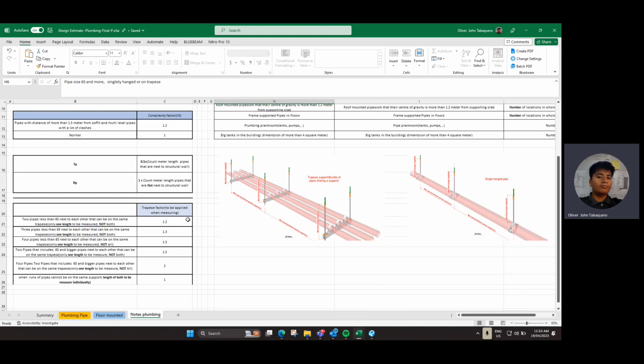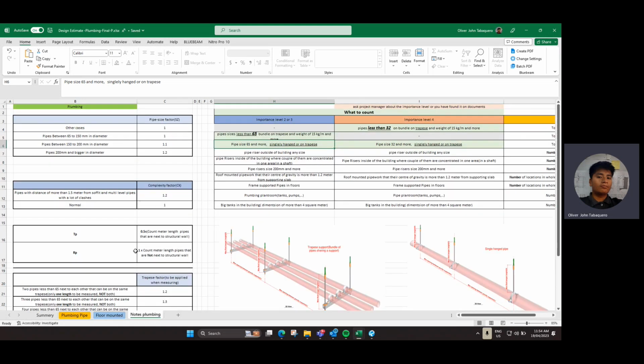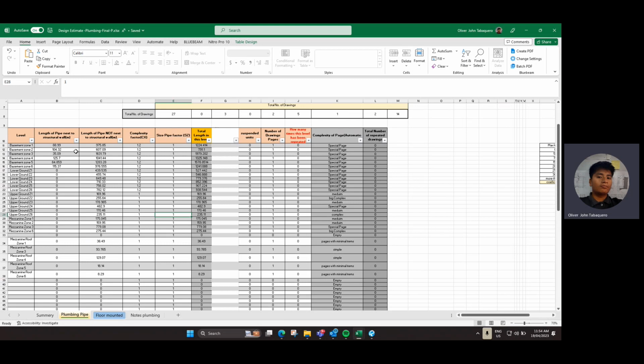Just remember that. So just take a note, just take a look at this table right here. It's essentially complete. Complexity factor, this is for your own judgment, and pipe size factor, this is pretty self-explanatory. If the size falls within this range, then it's 1. If it falls within this range, it's 1.1. If it's 200 or more, it's 1.2. So pretty self-explanatory. If you go here, easily, as you can see, Jose did a wonderful job. He also included some of the factors here.